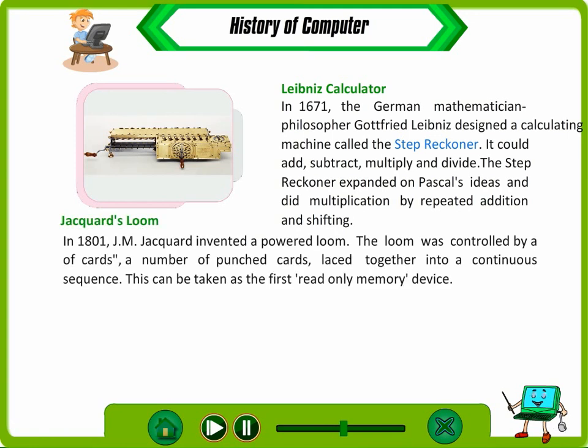Jacquard's loom. In 1801, J.M. Jacquard invented a powered loom. The loom was controlled by a chain of cards, a number of punched cards laced together into a continuous sequence. This can be taken as the first read-only memory device.